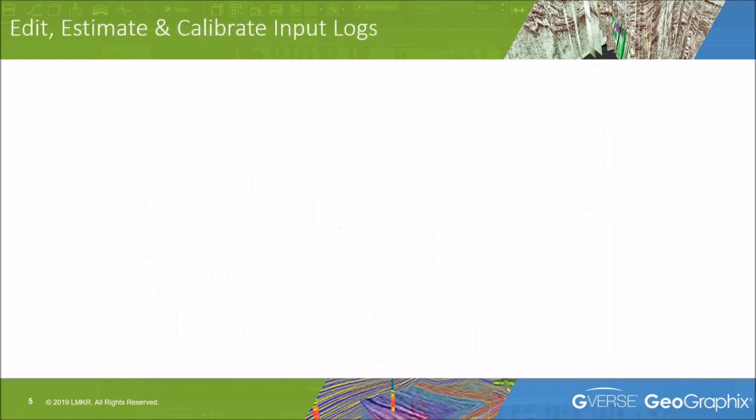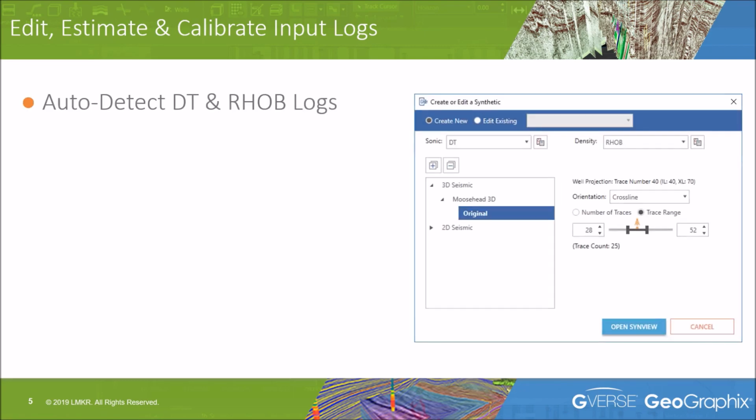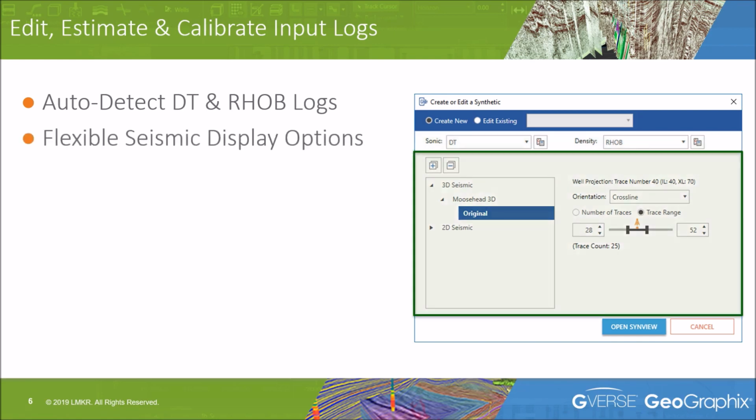From a log curve selection, so what log you want to use as your input sonic or your input density, we automatically select your sonic and density curves based on the aliasing you've already defined, but if you need to, you can select any other curve that you need. Similarly, what seismic you want to compare your synthetic to, we have very flexible options on what seismic data you want to view in the SynView window to compare your synthetic to.